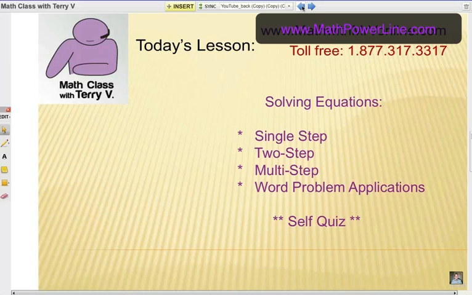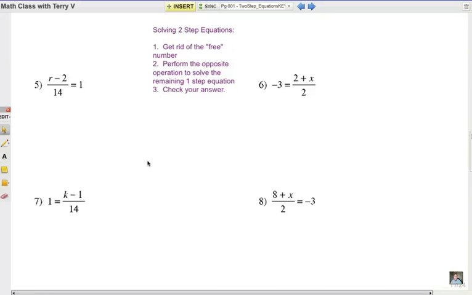Now, students, we've been talking about single-step and now two-step equations. I want to give you a few more examples of some two-step equations, which is kind of an exception to the rule. Here we go. All of these two-step equations I'm showing here have some division that we need to deal with. Now, as I said previously, we're going to get rid of the free number first, okay? And then we're going to perform the opposite operation to solve the remaining one-step equation. And then we are going to check our answer by substitution. Okay, we're going to follow these three steps for these problems.